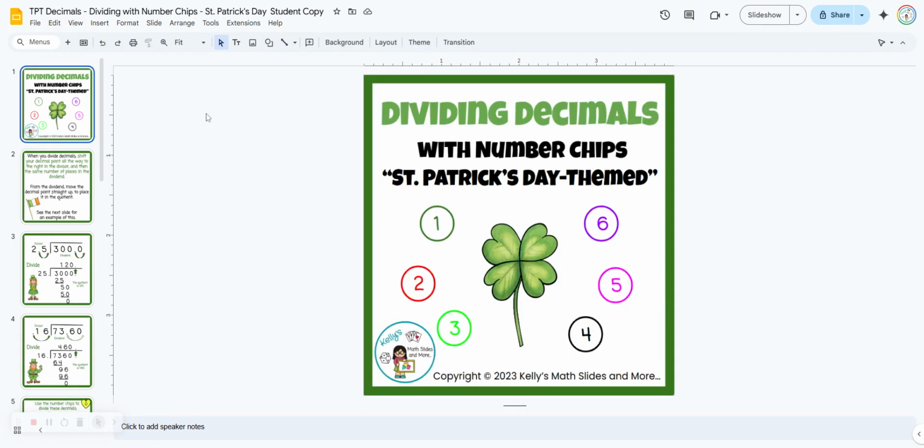So this is a digital lesson, dividing decimals with number chips, St. Patrick's Day.